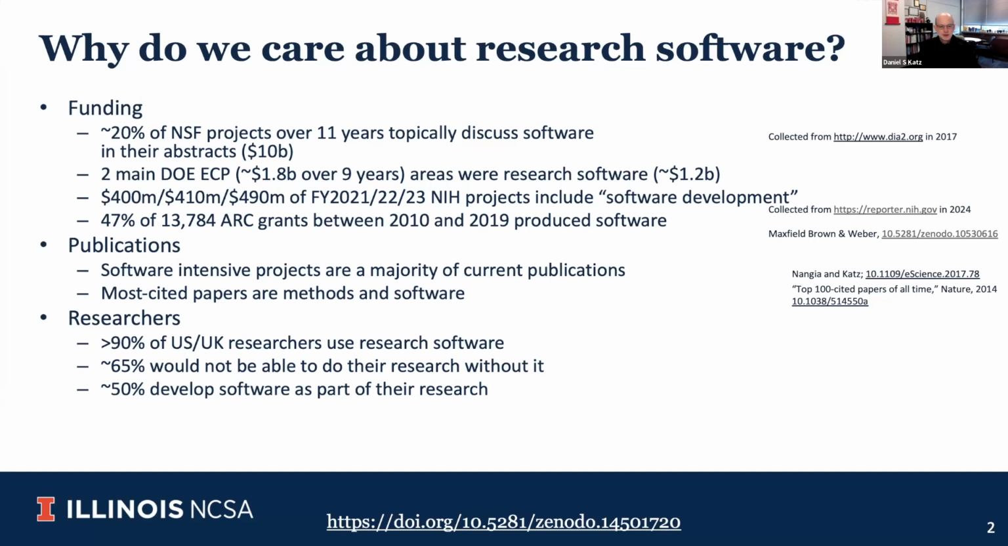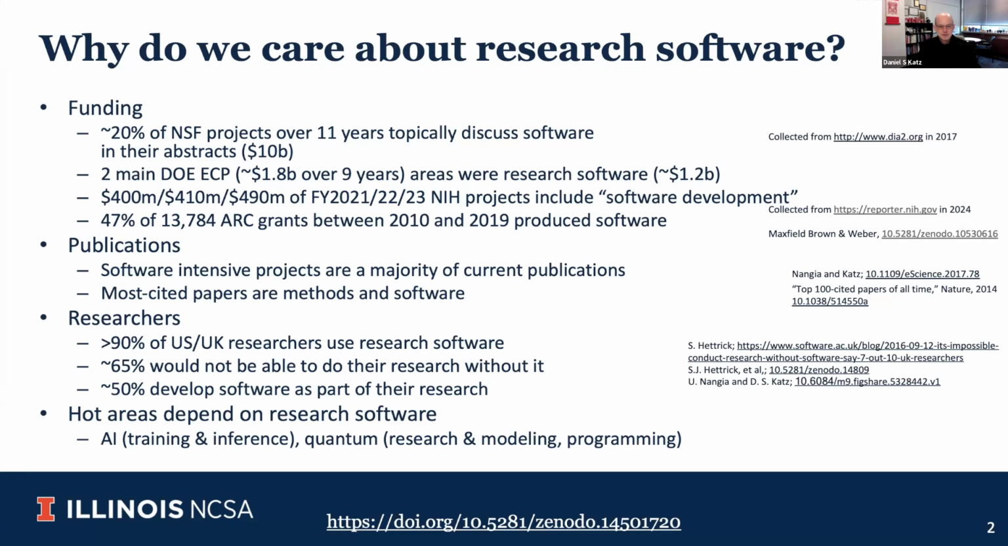We can ask researchers as well, and when we've done this, we've found that over 90% of US and UK researchers use research software, 65% wouldn't be able to do their research without it, and 50% develop software as part of their research. And finally, the areas in computing and IT that are really hot today, AI and quantum, both depend on research software. AI really is research software in terms of training and inference, building models and using those models, as well as data cleaning and a bunch of other things around data. And quantum, in terms of research into quantum computing and modeling potential quantum systems, as well as programming them, really is research software.